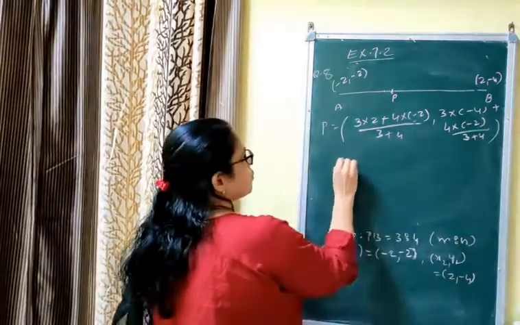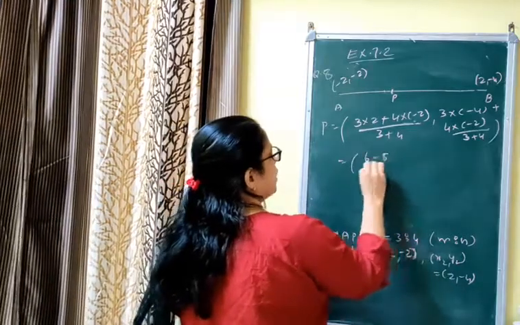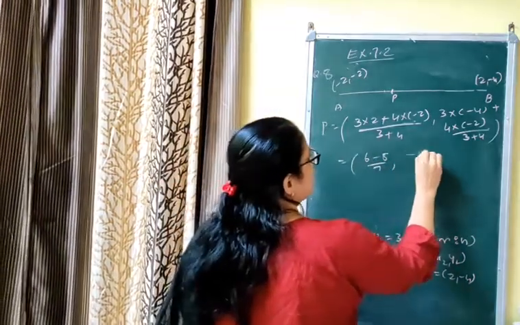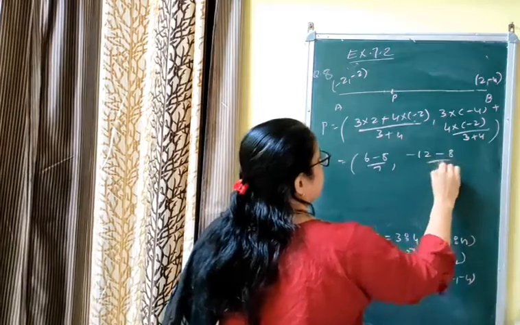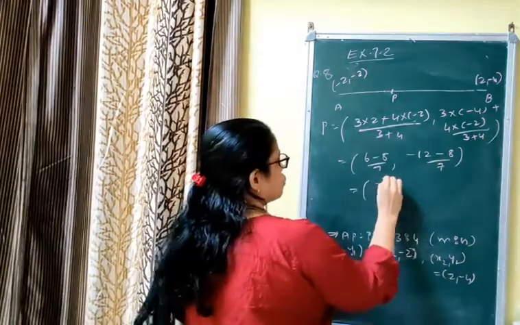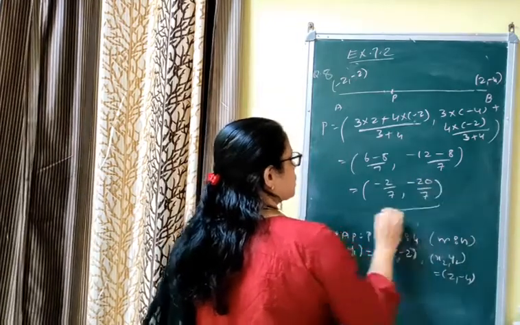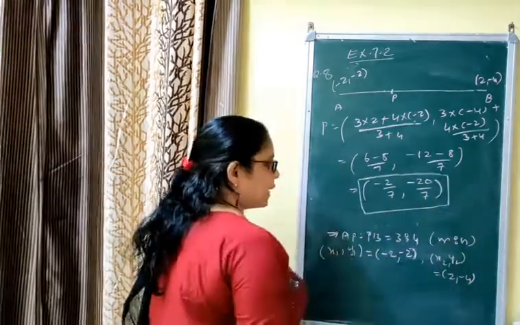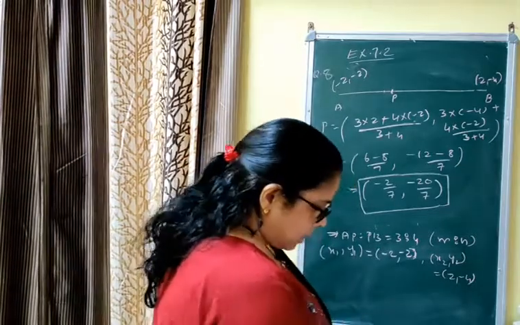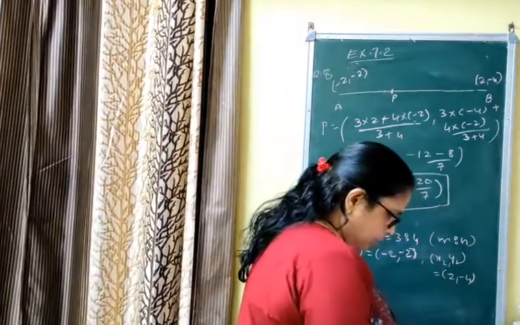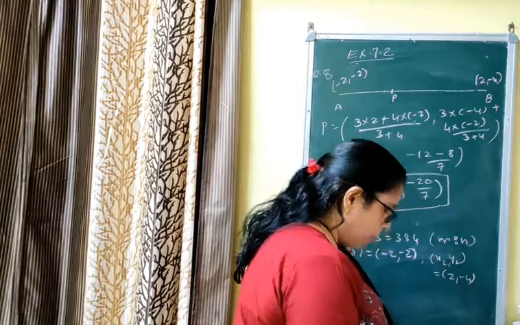Now if you solve this, you will get 6 minus 8 by 7, and this is minus 12 minus 8 by 7. That is minus 2 by 7 comma minus 20 by 7. That is the coordinate of the required point P: minus 2 by 7, comma minus 20 by 7.